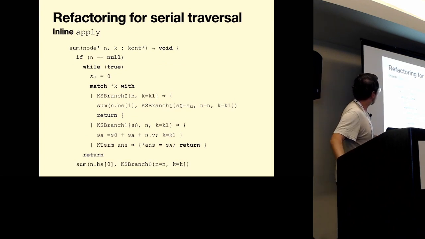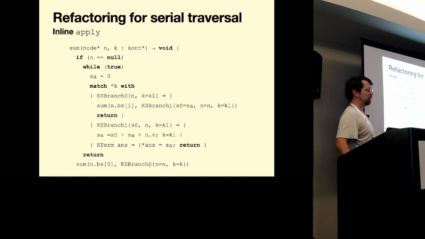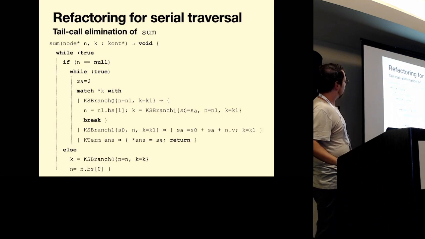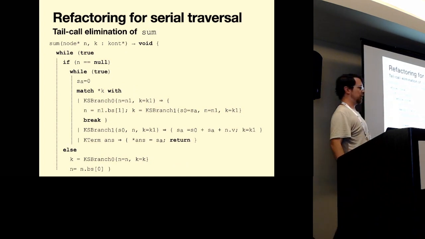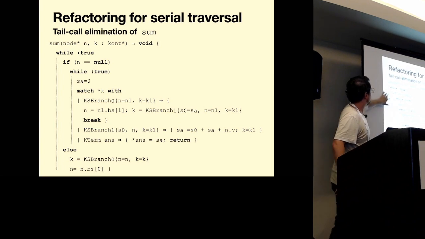And then we go to our sum function. Actually, there was only one call to apply in the sum function, so we just inlined it. So now we have this big blob of code. It's starting to look more imperative. Finally, we do the tail call elimination of the sum function, removing all of the recursion finally. And now we get this structure, which is sort of a stack-based implementation of our original recursive algorithm.